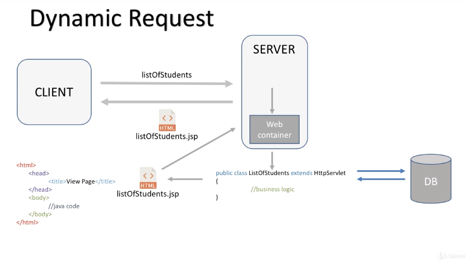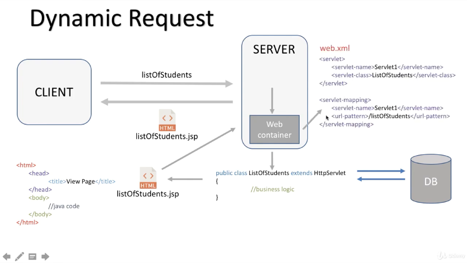So the question is, how does the web container map the URL to a specific servlet? This is with the help of web.xml, where we will configure which URL has to map to which servlet. It's a developer's responsibility to map each URL to a specific servlet. The web.xml contains two main tags, servlet and servlet-mapping. The servlet tag contains two subtags, which are servlet-name and servlet-class. The servlet-mapping contains two main subtags, which are servlet-name and url-pattern.